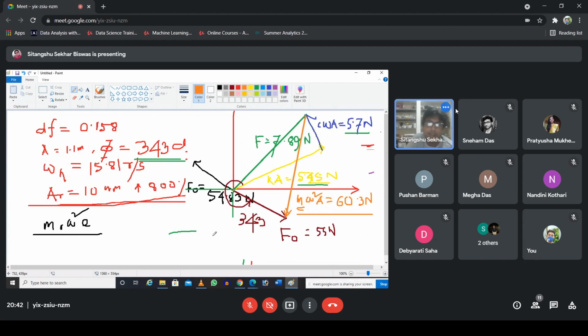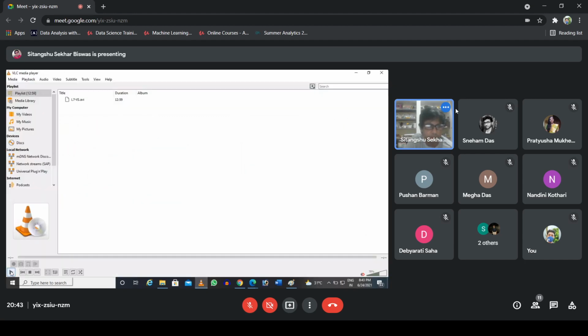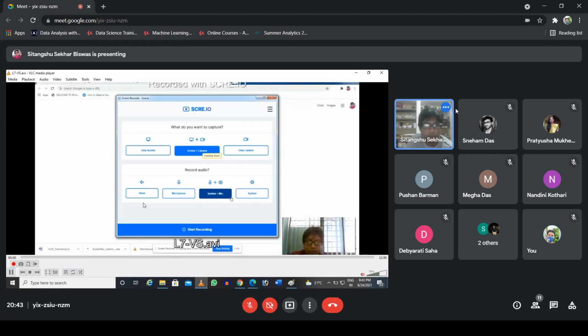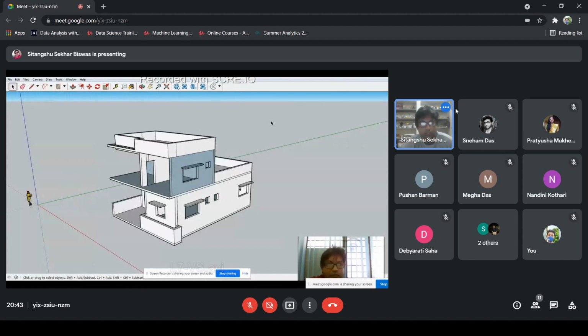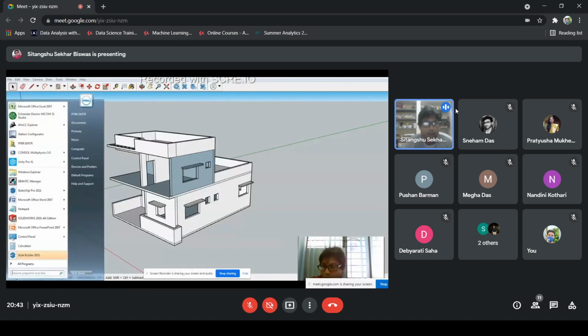Now let us see the very basics of COMSOL, because my system is very old. It is a Pentium system, so it cannot run COMSOL. So from my lab I have recorded the things and I am showing you. I'll go very slowly.